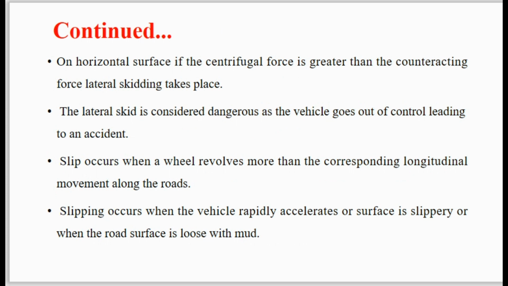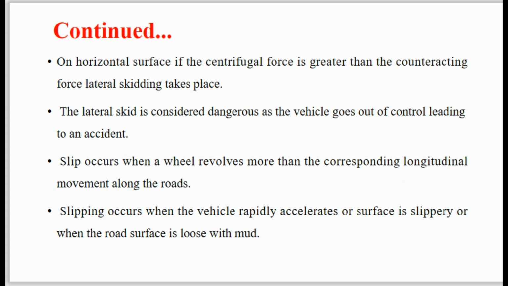On the horizontal surface, if the centrifugal force is greater than the counteracting force, then lateral skidding takes place. That means the vehicle topples under the influence of the centrifugal force over the counteracting force, and the lateral skid is considered dangerous as the vehicle goes out of control, leading to an accident.